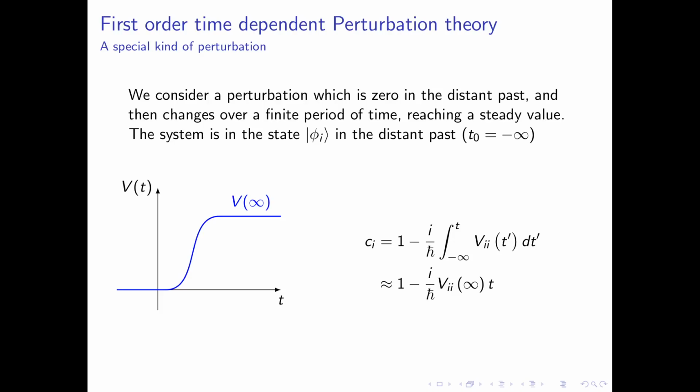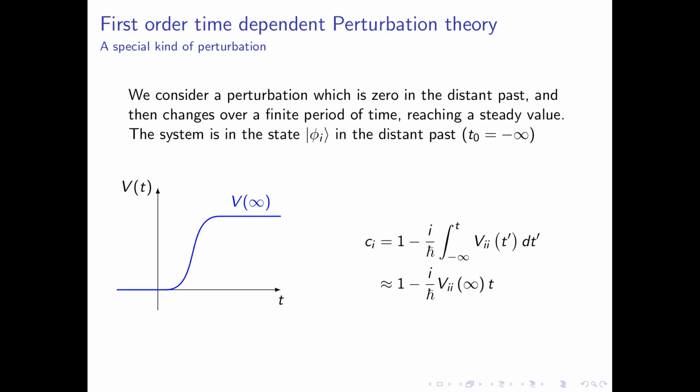So all we are really doing here is ignoring the contribution to this integral of the small time between 0 and some value after which the potential has become steady. If t is large enough, that is, if we are looking far enough into the future, this approximation is perfectly valid.